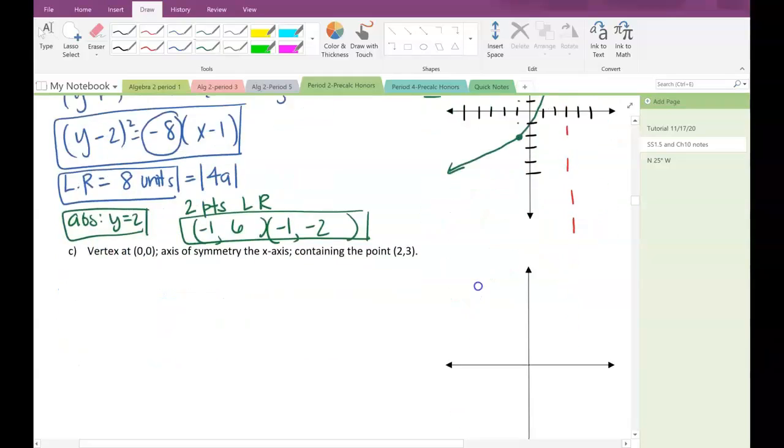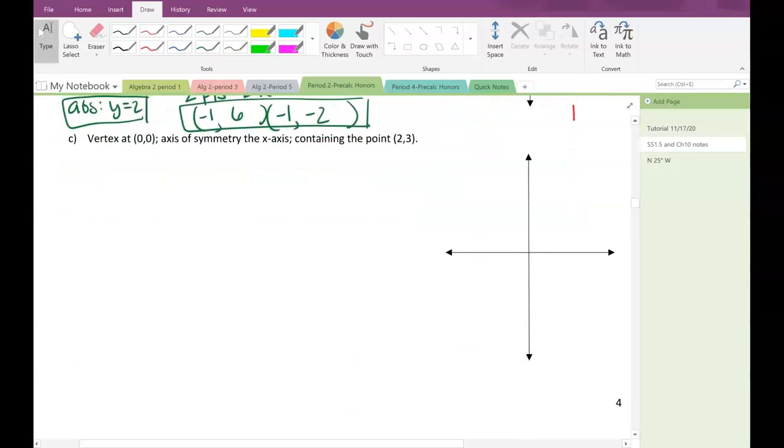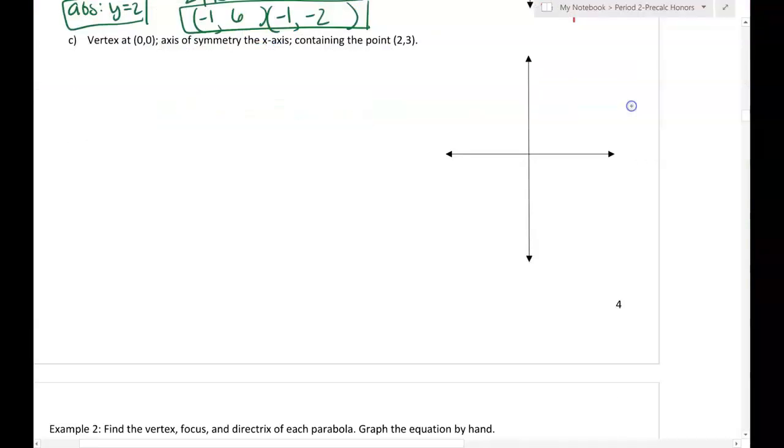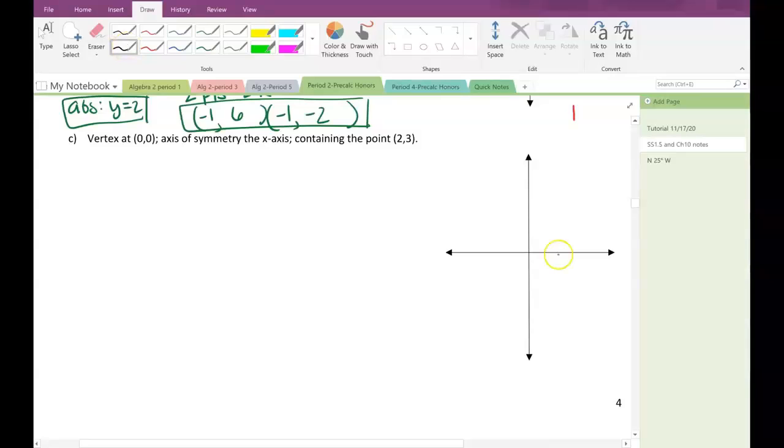Let's try one more right here. Okay. So for this one, it says the vertex is at 0, 0. So let me make some tick marks. I'm going to get it black to make tick marks. 1, 2, 3, 4. All right, so let's plot the vertex right away. 0, 0. Let's label it V.